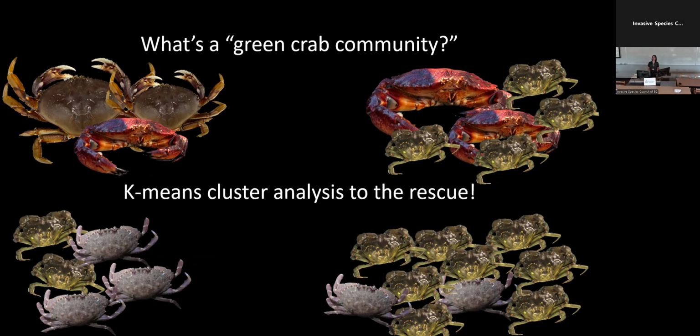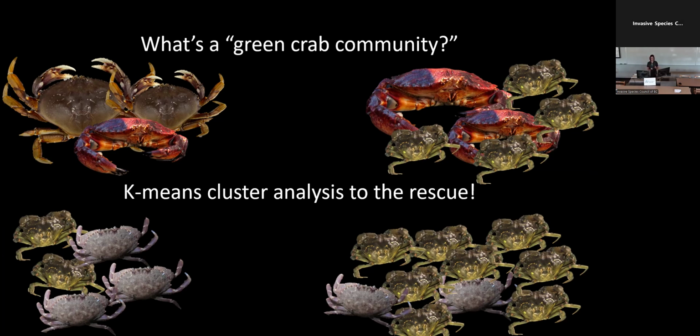And so that's where I used a pretty common machine learning algorithm called k-means clustering. And k-means clusters are really helpful for taking data and lumping them into groups such that objects in the same group are as similar as possible.